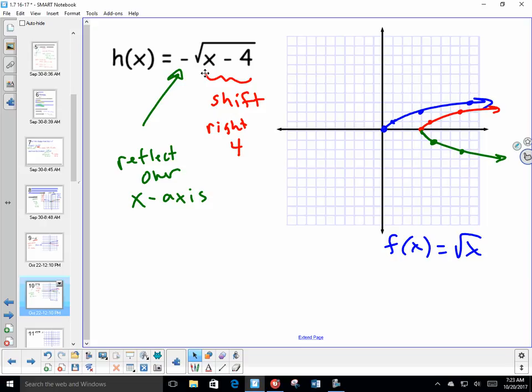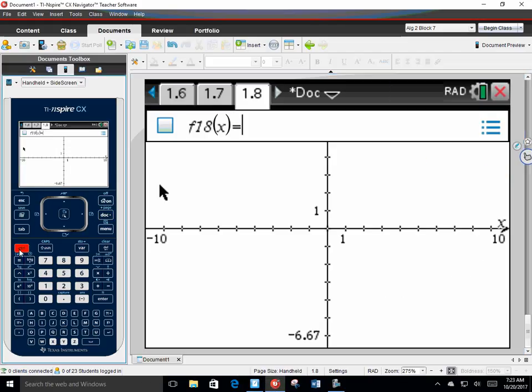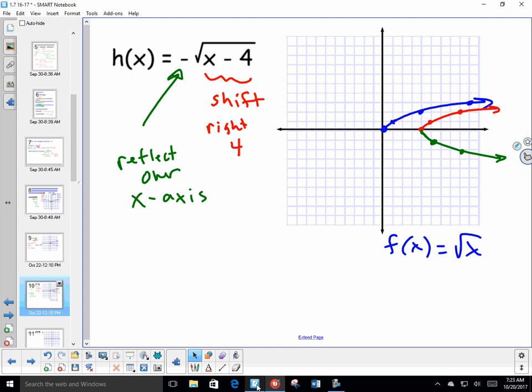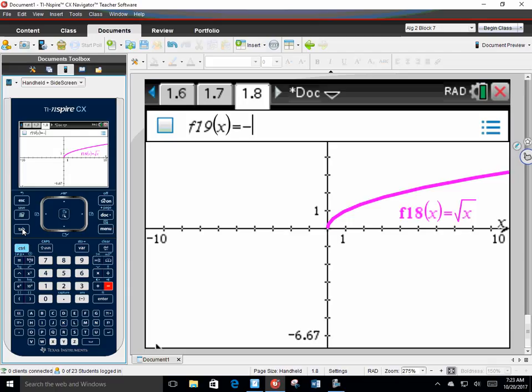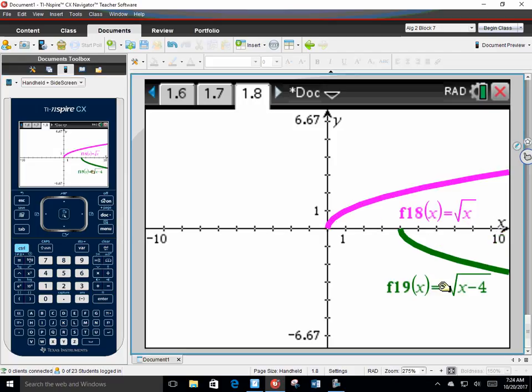Let's verify that on a calculator. So we want negative square root of x minus 4. Let's put our parent function in first. And we want negative square root of x minus 4. And there it is. It's been shifted 4 units to the right and then reflected over the x-axis.